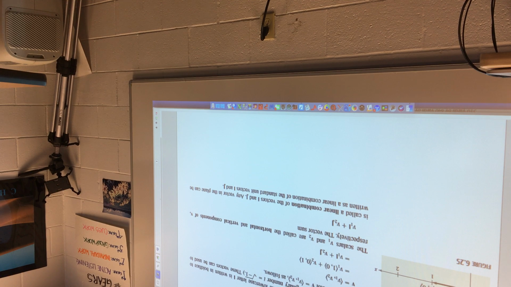And this is a widely used practice. What it allows us to do is write the vector in a different type of form that's used pretty regularly.